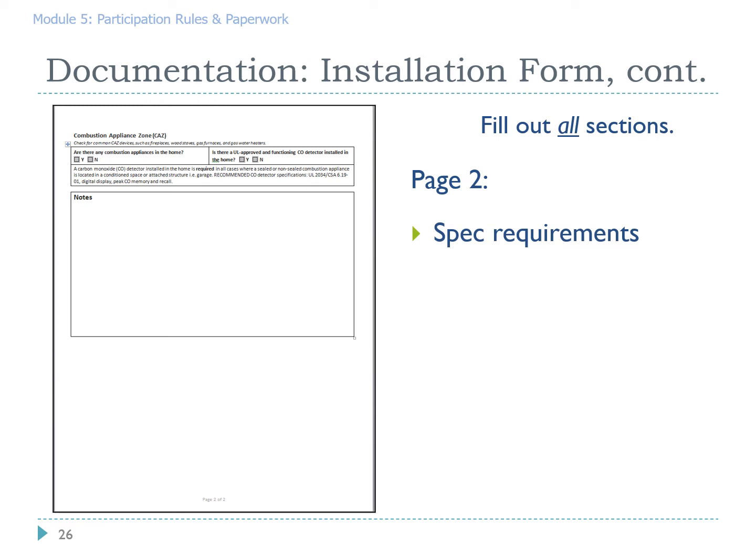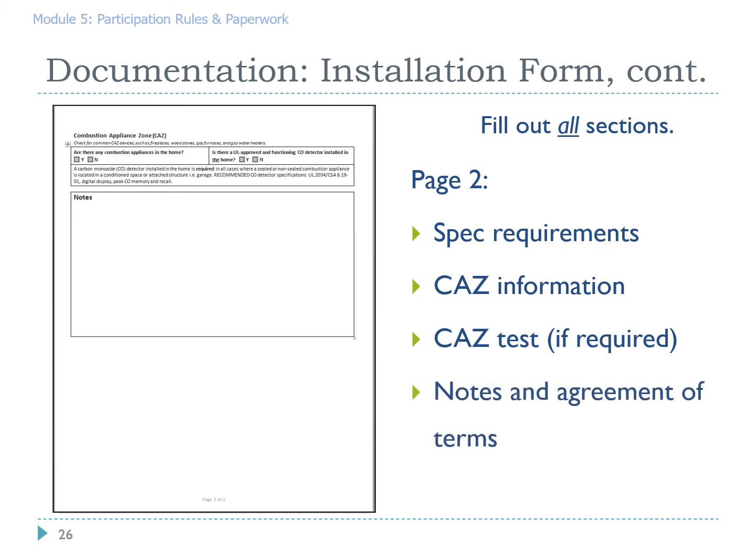The second page is about combustion safety. Here we'll ask you questions about, are there any combustion safety appliances in the house? And if there are, did you install a UL-approved carbon monoxide detector in the house? We're going to talk to you about the CAS information. CAS is shorthand for Combustion Appliance Zone. And if the utility requires a test, you can enter that information here. And any notes and agreement terms.